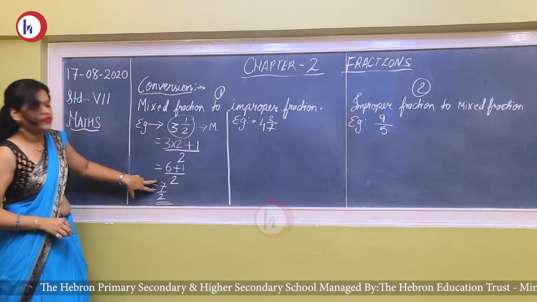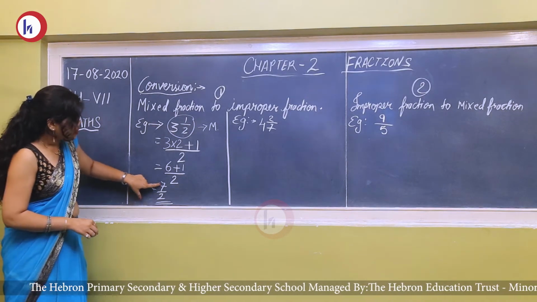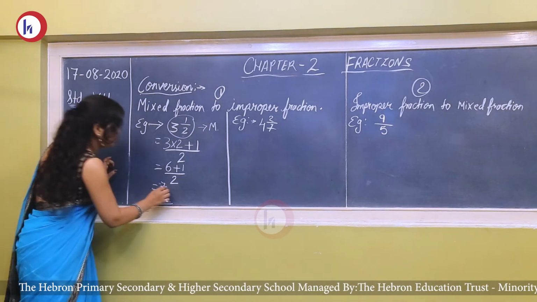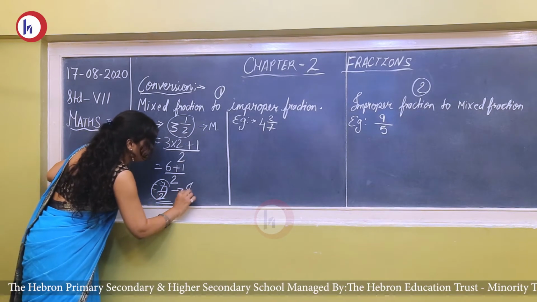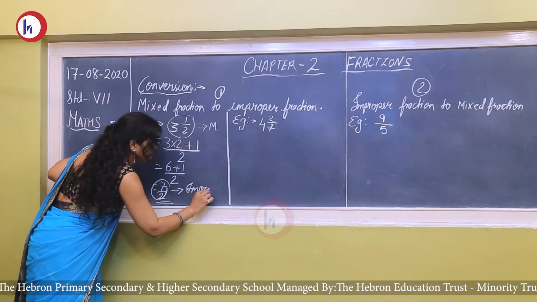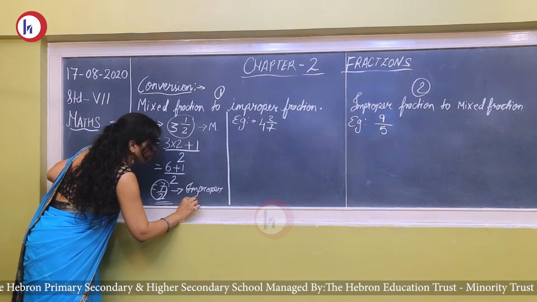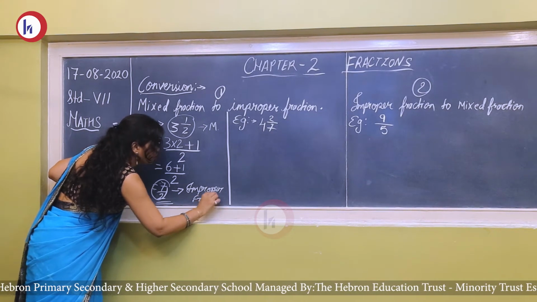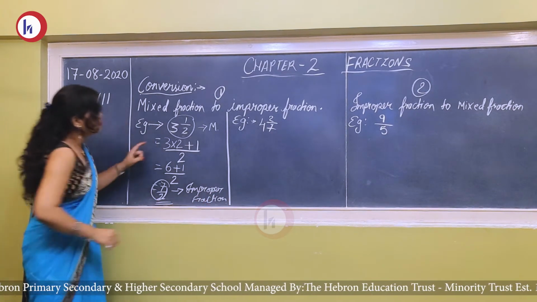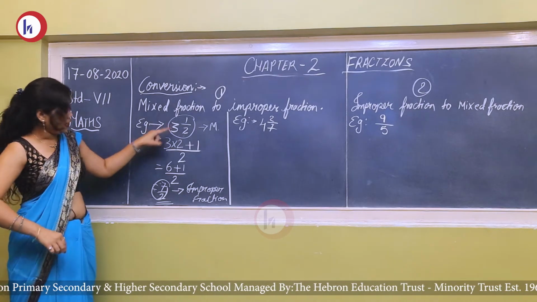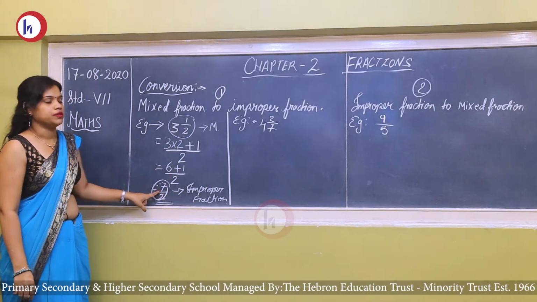Now what is this 7 upon 2? You can see 7 is greater than 2. That means this is an improper fraction. So you have converted a mixed fraction into an improper fraction.